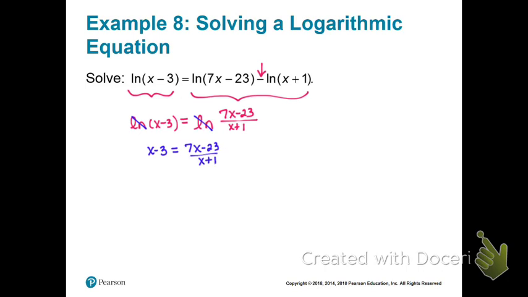And now we need to solve. How? Well, if nothing else, we've got two fractions set equal. We can put that over 1. Oh yeah, don't you divide by reciprocals? Oh, just cross multiply. So I'm going to take x minus 3 times x plus 1, and that's equal to 1 times 7x minus 23.